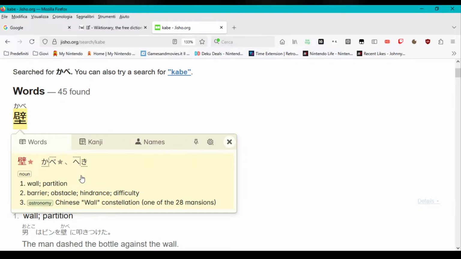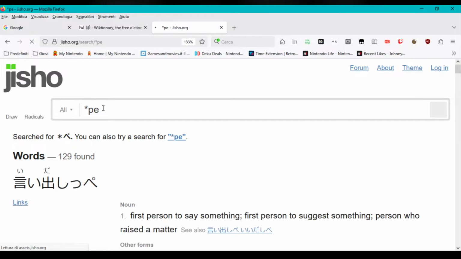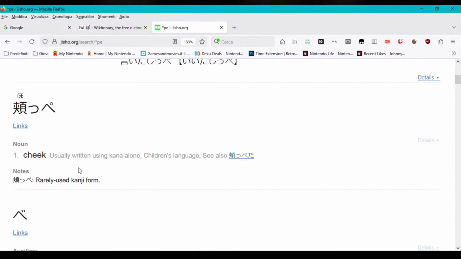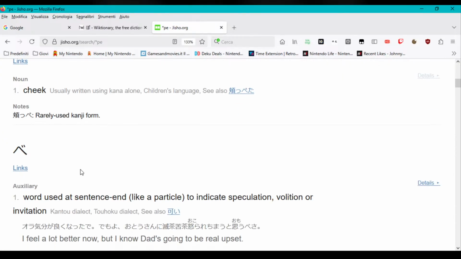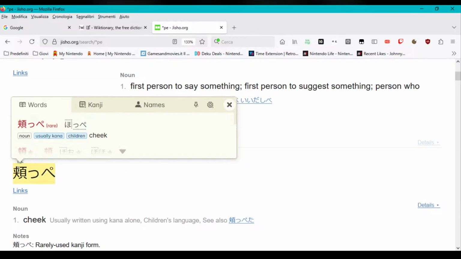Kabe means wall, partition, barrier, obstacle, and so on. The fundamental meaning is wall. Kabe. Let's see if we can find a word with pe. Nope. Well, we can move on to ho.